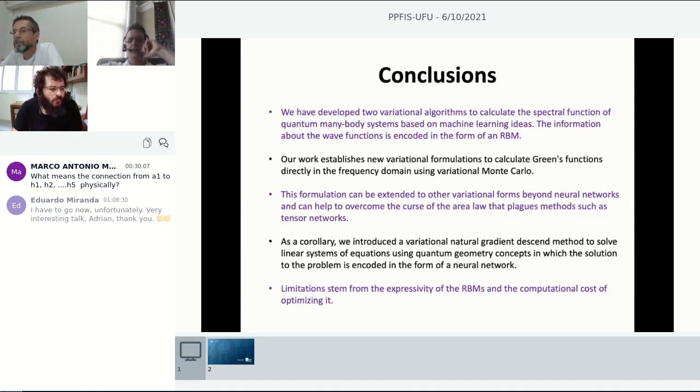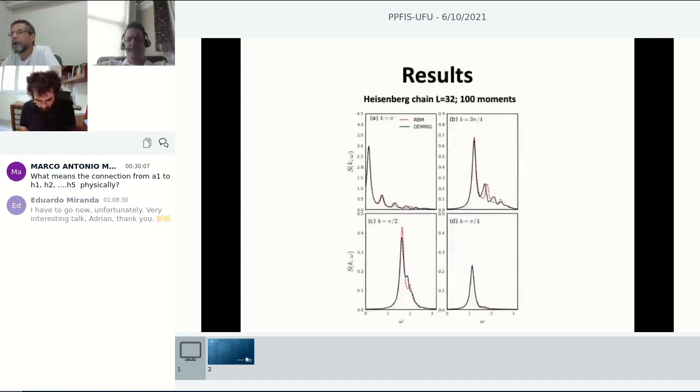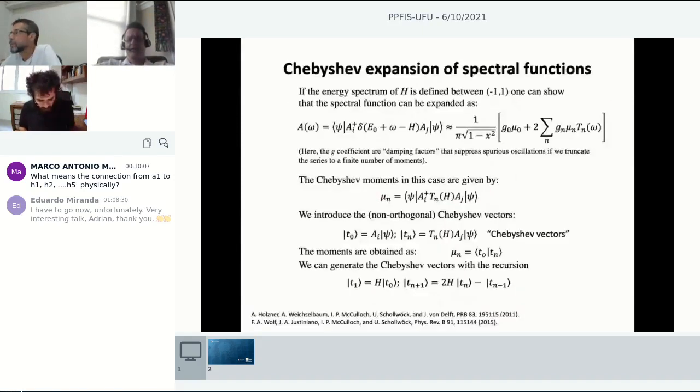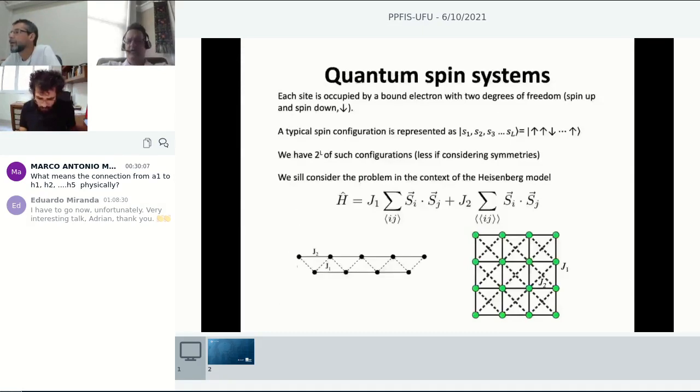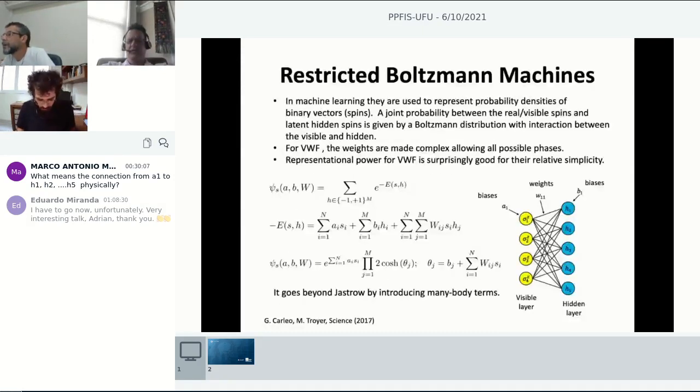What does the connection from sigma 1 to H1, H2, H5 mean physically? What is the physical meaning of the connections? Here. These connections? Yeah. I think you read it as A, but it's sigma. Right. No biggie. So I understand.